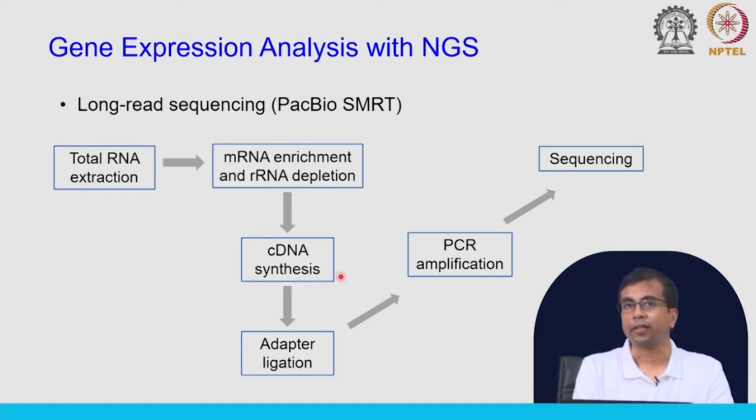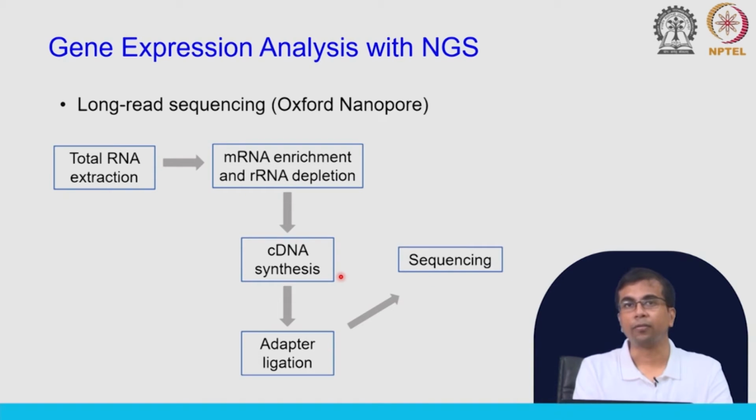If you are going with long read sequencing such as SMRT, the steps are pretty much the same. You have cDNA synthesis, adapter ligation, PCR amplification and sequencing. And if you want to go with Oxford Nanopore, you can skip the PCR amplification. You can directly pass the cDNA after adapter ligation through the sequencer, and the current signal that will change will indicate the bases, and we can then do the mapping back to the reference sequence.